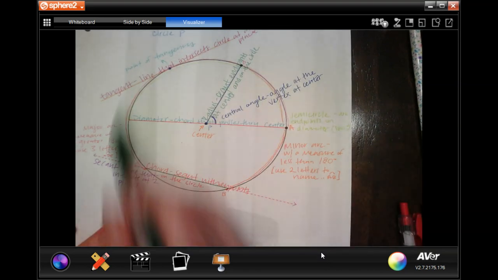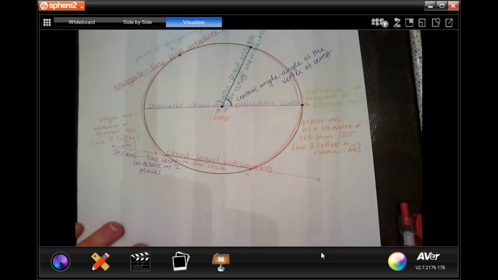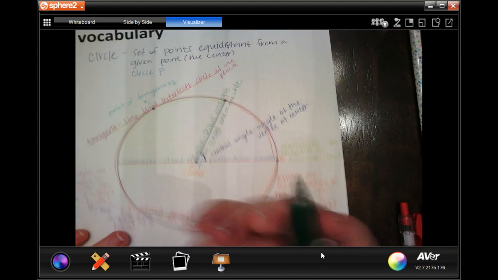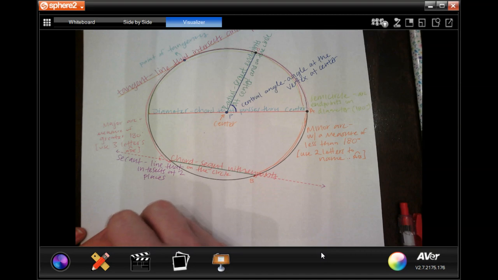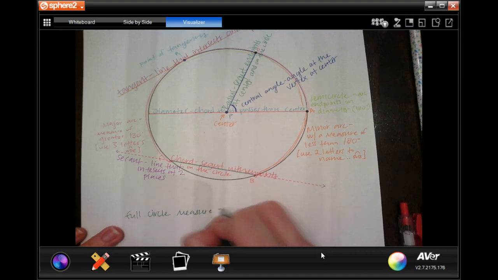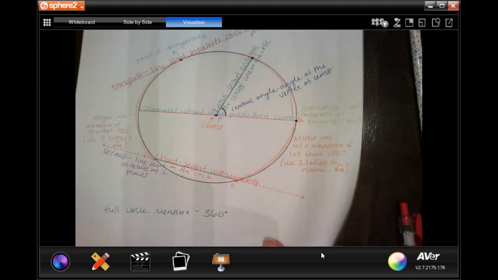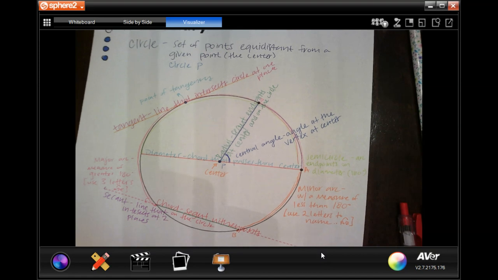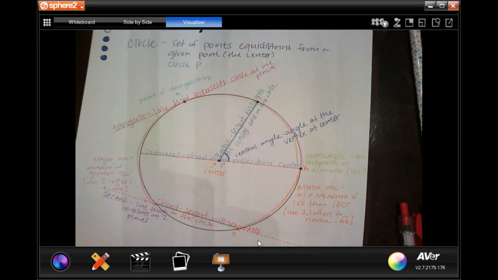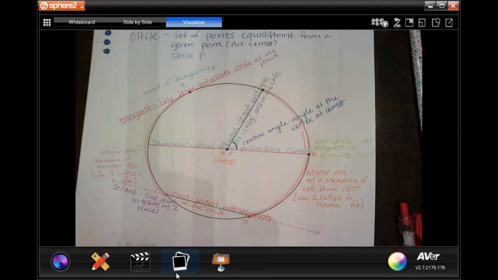And that means that our full circle, just got to write this right down here, full circle measure is 360 degrees. All right, that's all the vocabulary that we're going to talk about on circles for right now. So make sure you know where they're at on the circle and how they're defined and how to name them.